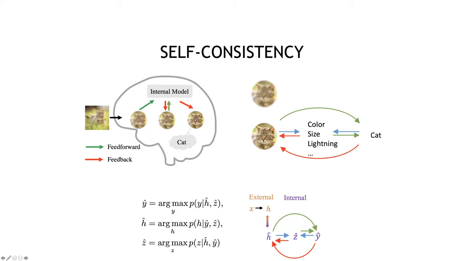So that's the concept here: ultimately we want to have an agreement with our internal model on what's in the image, right? At the high level, that's our goal. So that's the notion of self-consistency. So how do we achieve this goal? What are the details and how do we build this feedback?